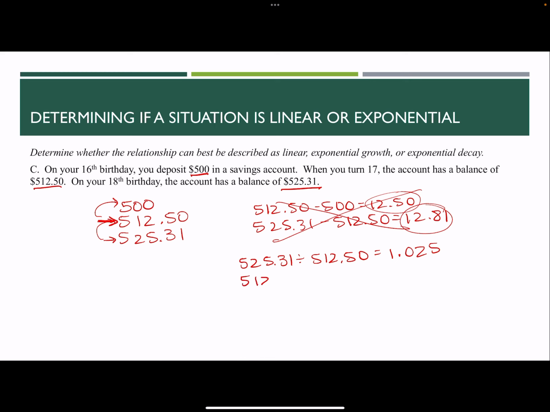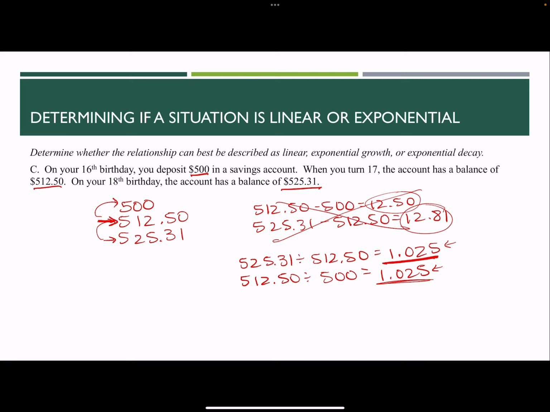So 512.50 divided by 500. Type that in. So 512.50 divided by 500 is 1.025. Now this value I did have to round a little bit, and this one I did not, but they're so close. So we're going to say that they're equivalent. I mean, I get the same thing when I round.